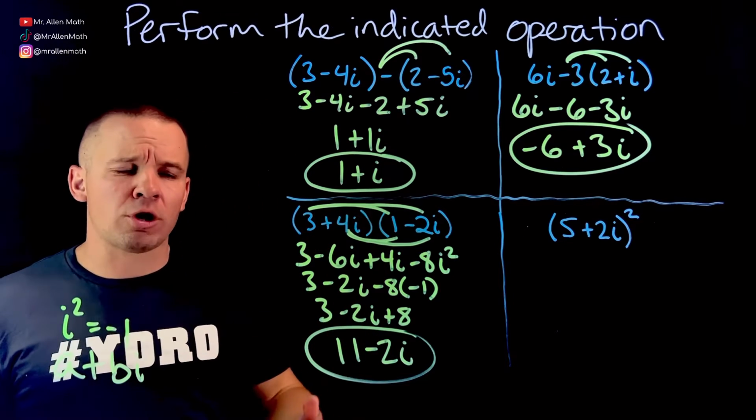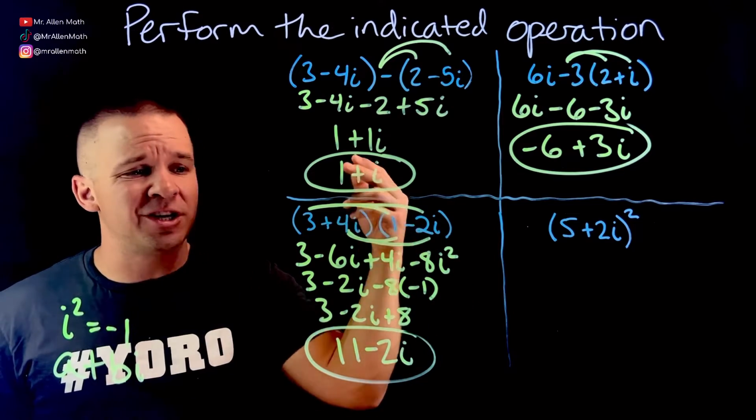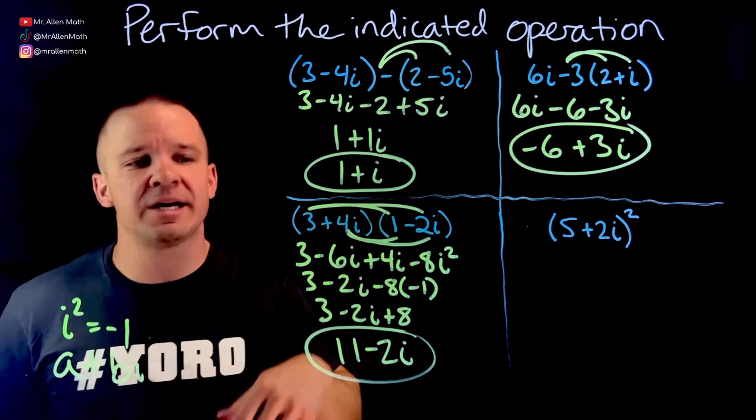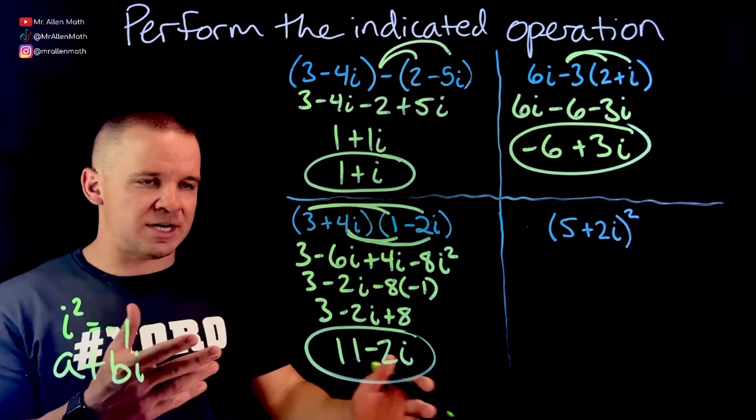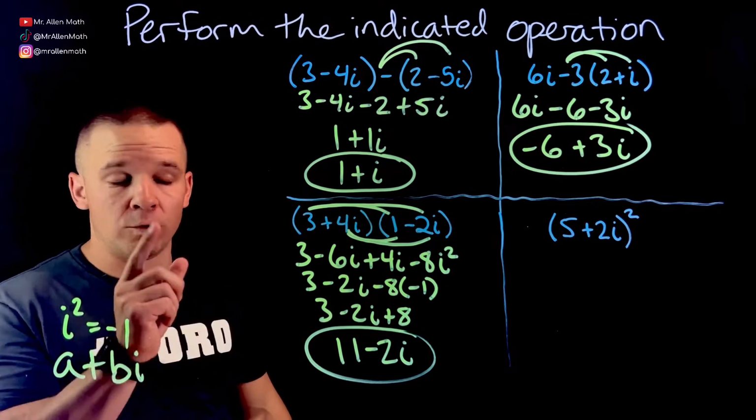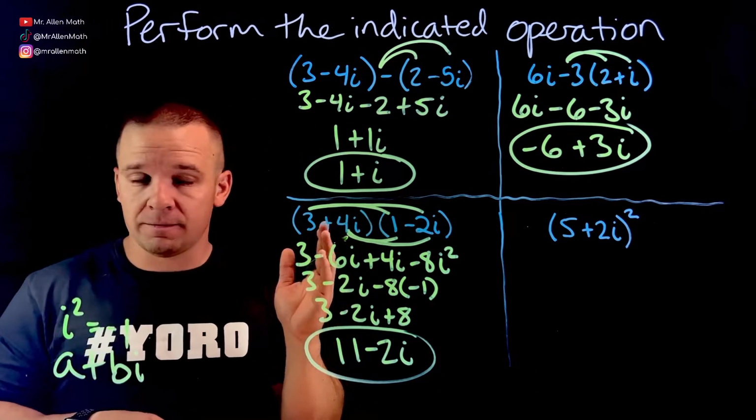Now, once you get more comfortable with this, you may decide, oh, I see -8i squared, I'm just going to change that to +8 because I know -8 times -1 is +8. And you don't have to write down every single step like I did, but I want to show you guys the full thing so you hopefully wouldn't get lost. All right. Next move. Are we ready?